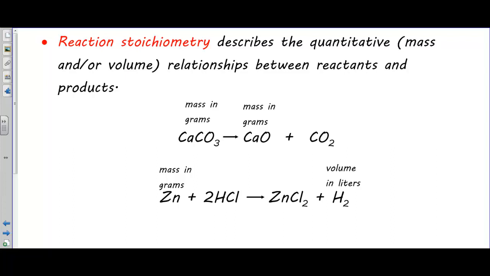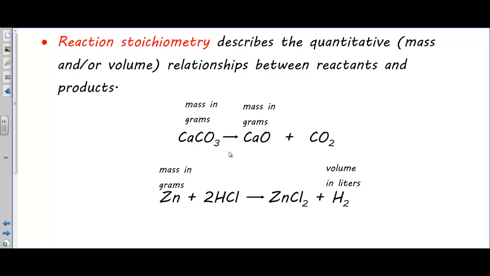is devoted to. Reaction stoichiometry talks about the relationships between reactants and products in a chemical equation. In the first example that I've listed here, calcium carbonate decomposing to form calcium oxide and carbon dioxide gas, a typical reaction stoichiometry problem might be I tell you exactly how many grams of calcium carbonate you've got, and then I ask you, when the decomposition reaction is complete, how many grams of calcium oxide would I then have?